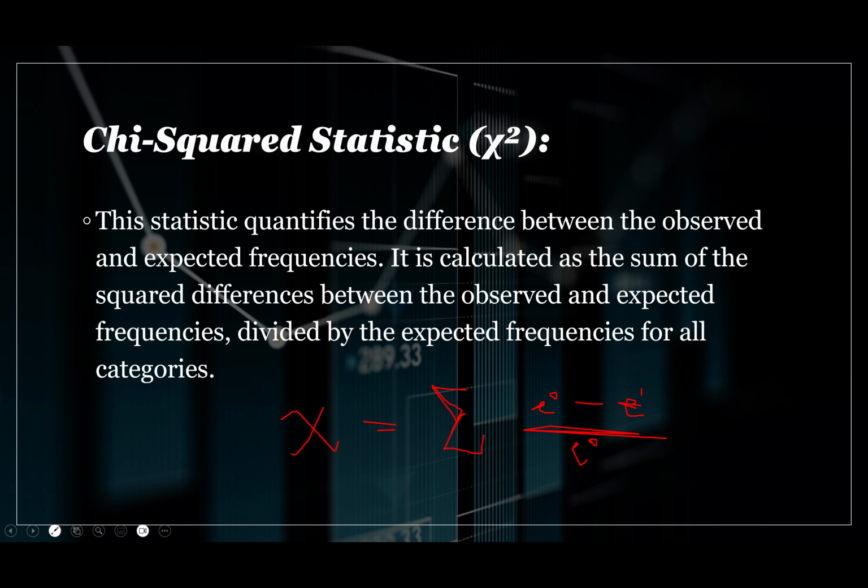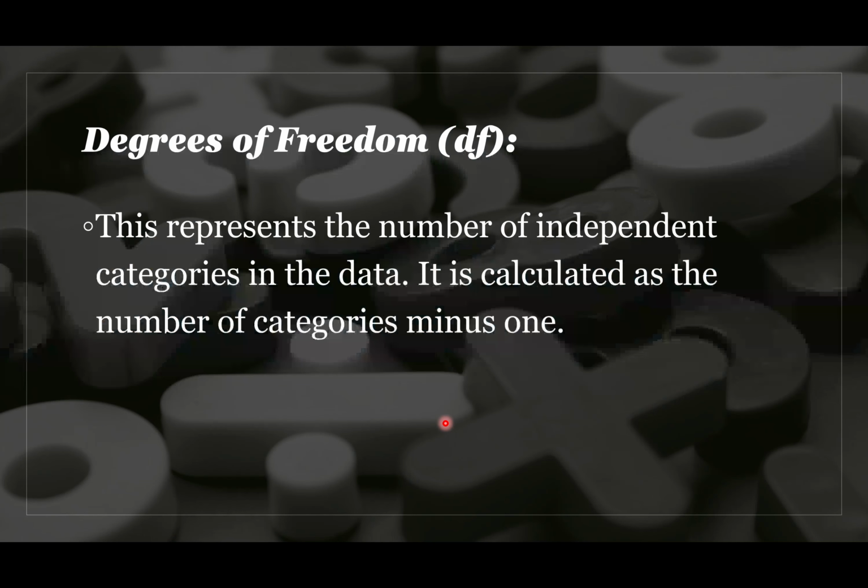All right, now if we look at the degrees of freedom, this represents the number of independent categories in the data. It is calculated as the number of categories minus 1. So if we have only 2 traits, minus 1, the degree of freedom is 1. If we have 5 traits, minus 1, the degree of freedom is 4. If we have 7 different traits, the degree of freedom is 6.